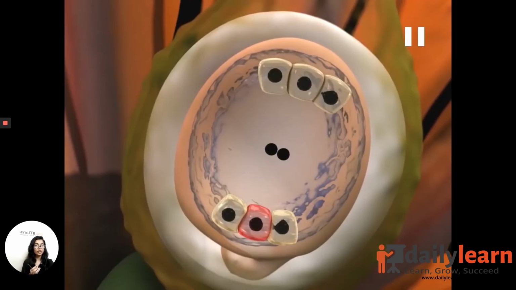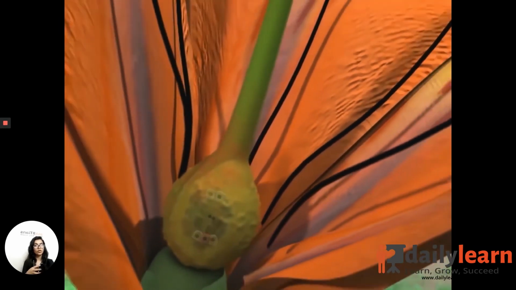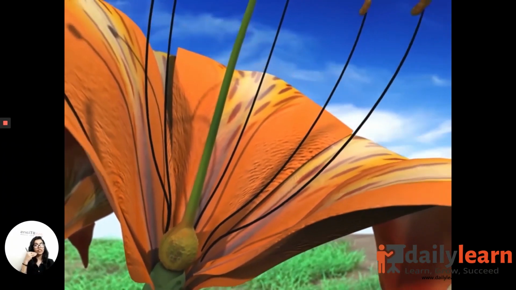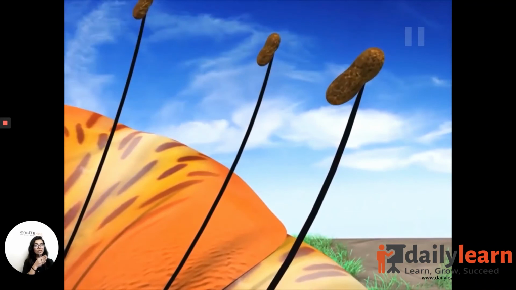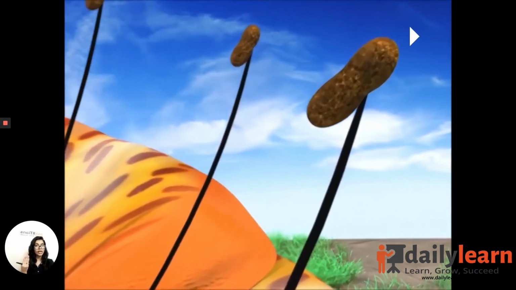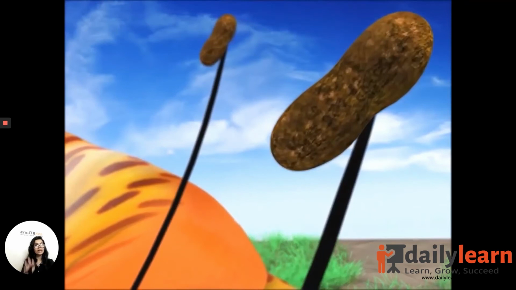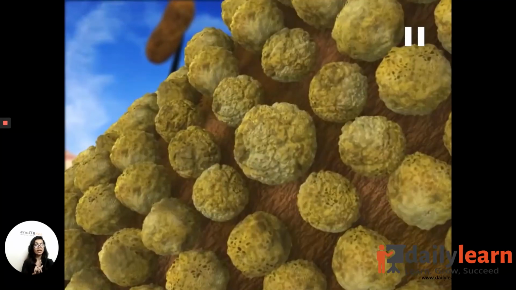After this particular ovule, we will go into the male reproductive parts. The black rod that you see here is the filament which is holding it up in the air, and these brown parts are the anthers. These anthers will have multiple pollen grains that you see here, the yellow dots.